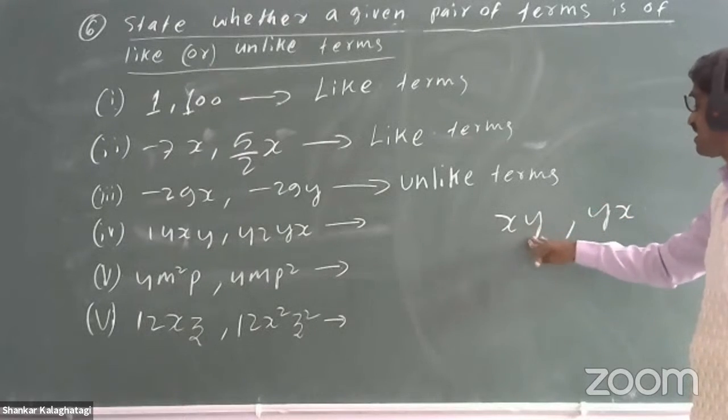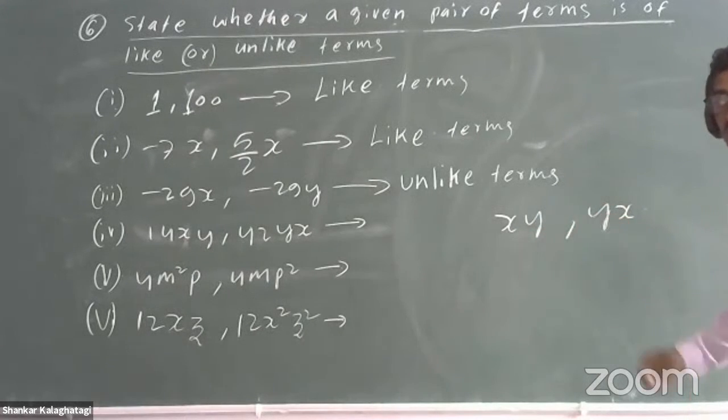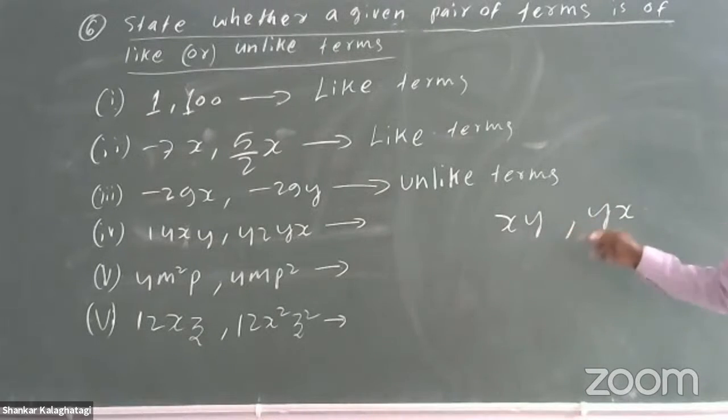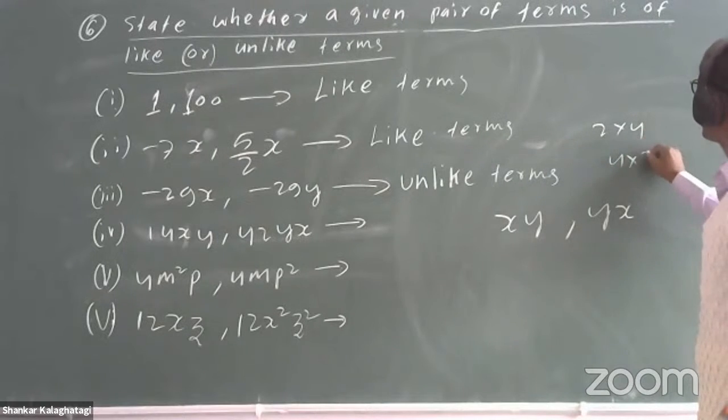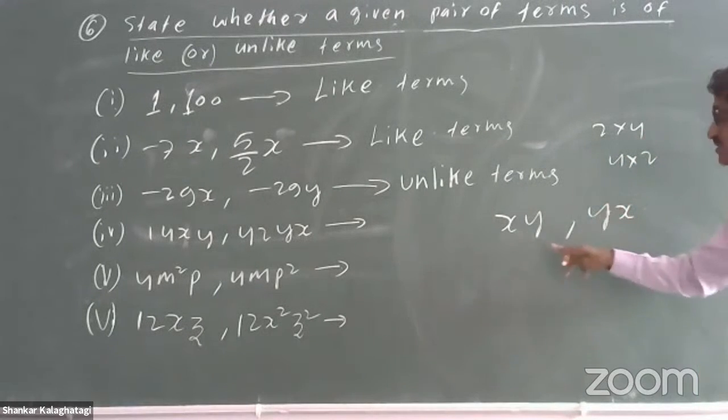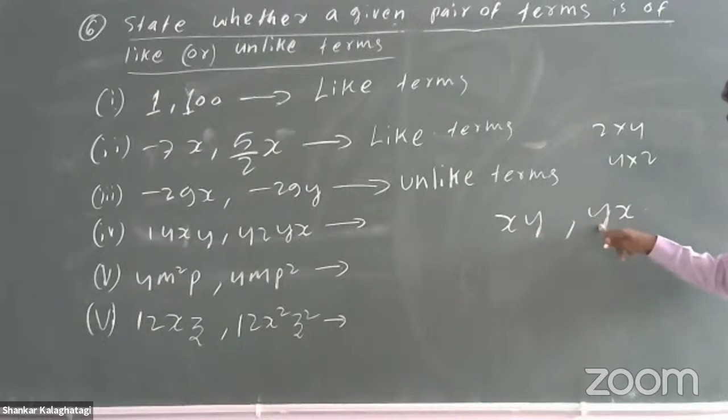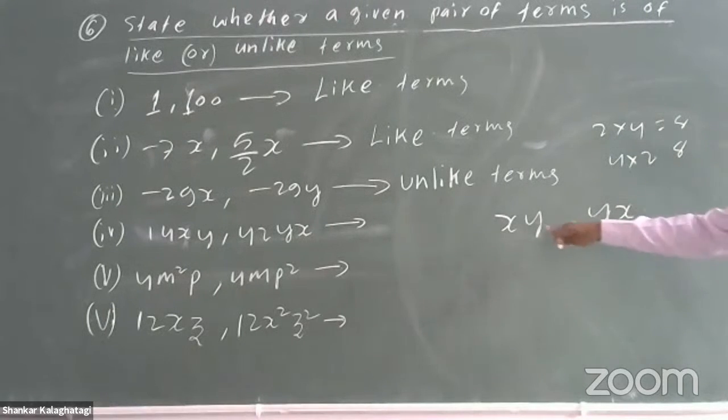This is xy and yx. Are they same or different? Tell me. x into y, y into x. 2 into 4 or 4 into 2. We are going to get the same answer. Actually xy means x into y, and yx means y into x. Now tell me, they both are like or unlike? Like. Like only.